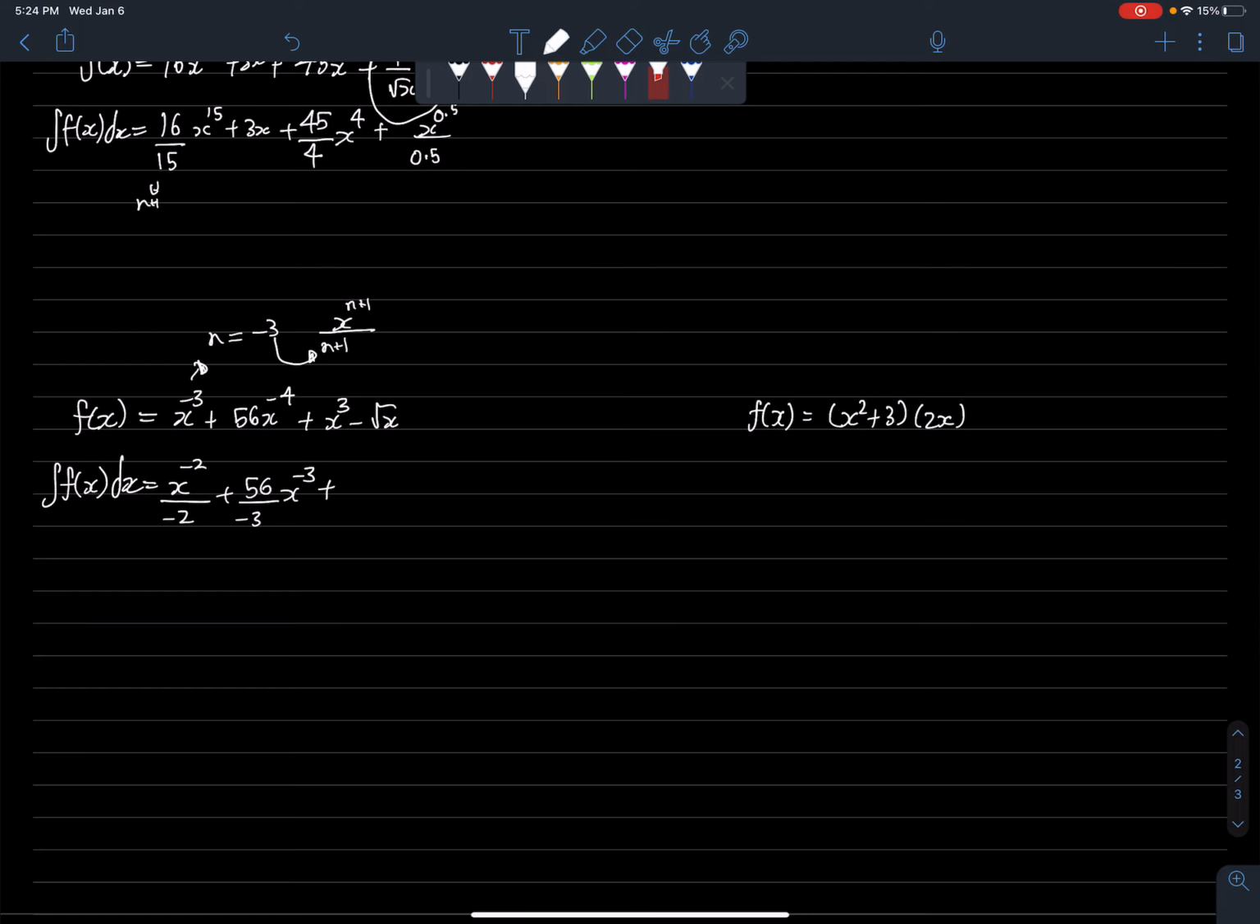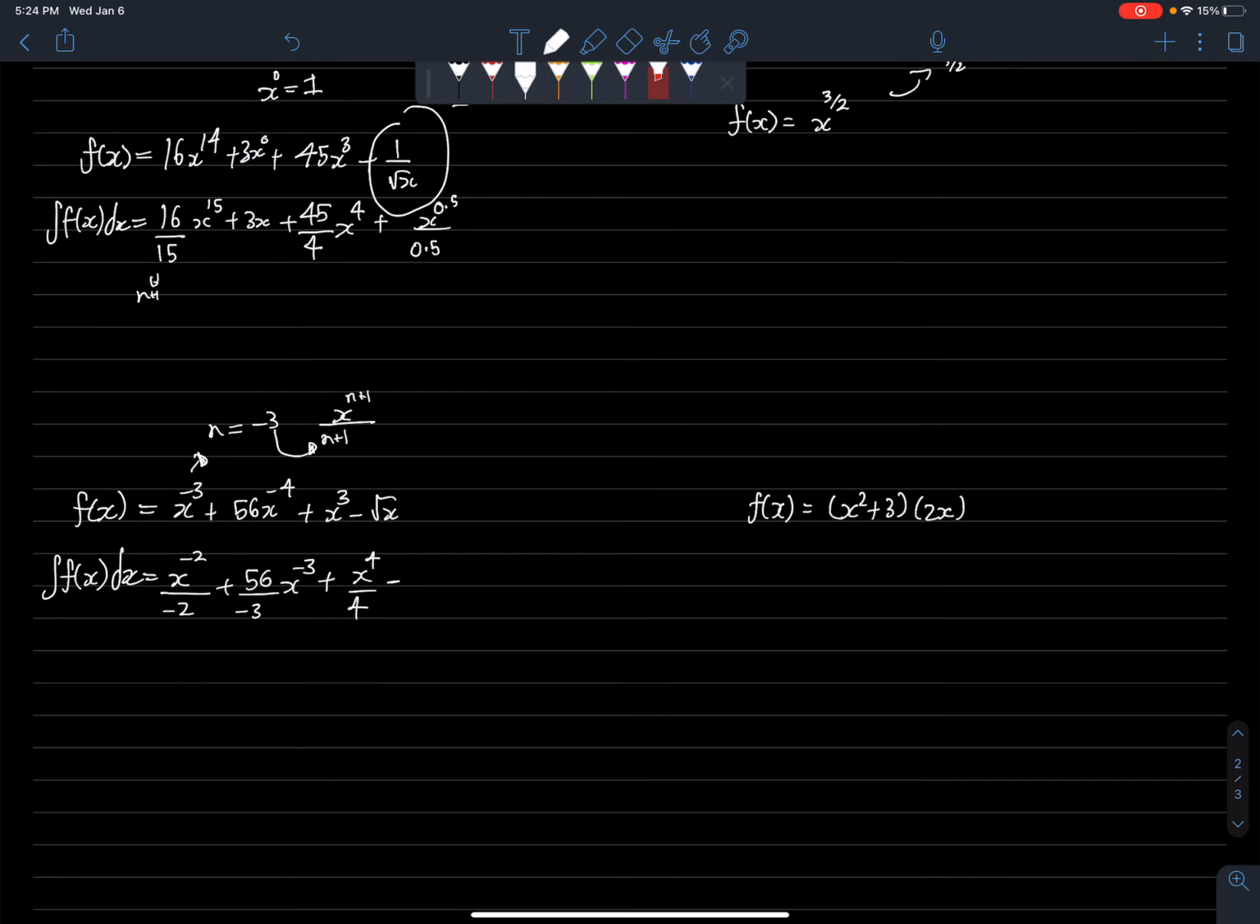Now this one's just a normal n, n is 3, so it's going to be x to the 4 over 4 minus root x. We haven't done root x, but you can just imagine root x as being x to the 0.5, so add 1 to it, minus x to the 1.5 over 1.5, which is just going to be, well, 1.5 is just equal to 3 over 2, right? So you just got x to the 3 over 2. You can do reverse, so it'll just be times 2 over 3, right?